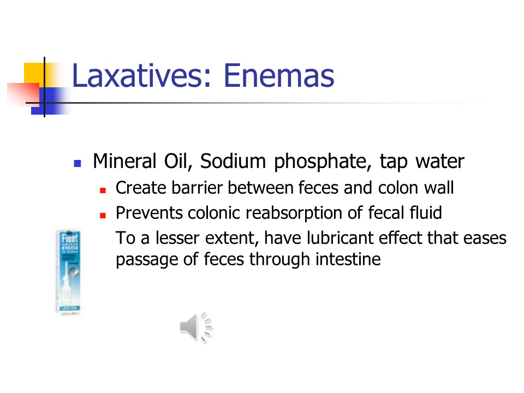We're going to briefly touch on enemas used to treat constipation, and those available include the mineral oil and sodium phosphate enemas, as well as using a simple tap water enema for your patient. Enemas act to create a barrier between the feces and the colon wall, which then prevents colonic reabsorption of fecal fluid. To a lesser extent, these have a lubricant effect, especially the mineral oil, that eases passage of the feces through the intestine.